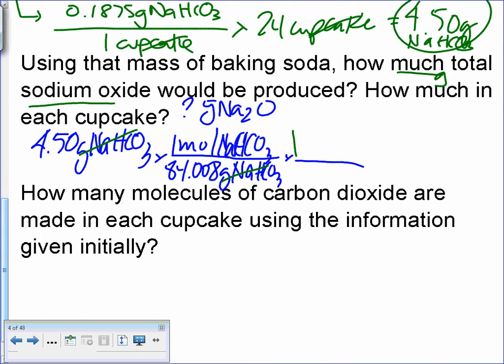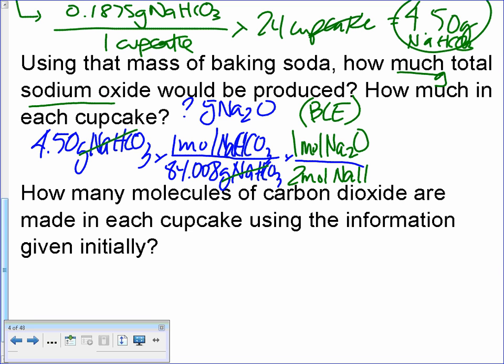1 mole of sodium oxide, because that's what it said in the BCE, was the 1. So I'm just going to put BCE here so you remember that's where we got it from. And then 2 moles of sodium hydrogen carbonate or bicarbonate on bottom. So that gets us out of this reactant into this product that we desire to know some information about. So moles of sodium bicarbonate cancel, baking soda. We're in moles of sodium oxide.